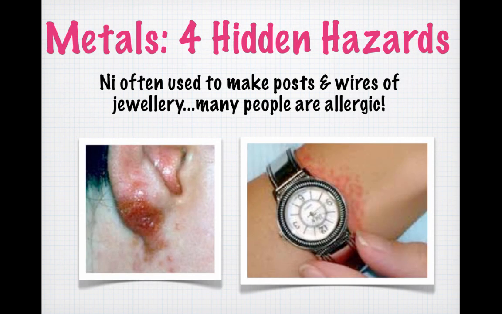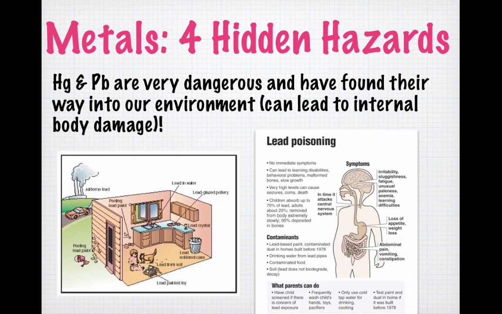As awesome as metals are, they do have some hidden hazards. For example, nickel is often used to make posts and wires of jewelry, but a lot of people are allergic. Mercury and lead are very dangerous, and they've found their way into our environment. If you pause the video, you can have a look at the areas where you could find lead in homes and also the symptoms of lead poisoning.